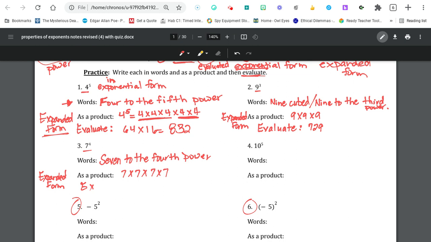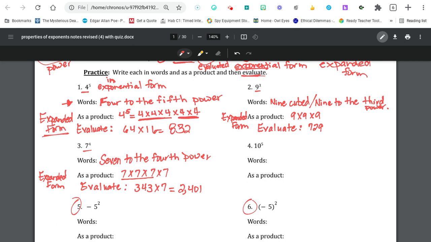And when I evaluate that, I'm just going to look at this. I know 7 times 7 times 7, based off of perfect cubes, is 343 times 7. I could have said 49 times 49, but I just know 7 cubed is 343 times 7. That's 2,401.